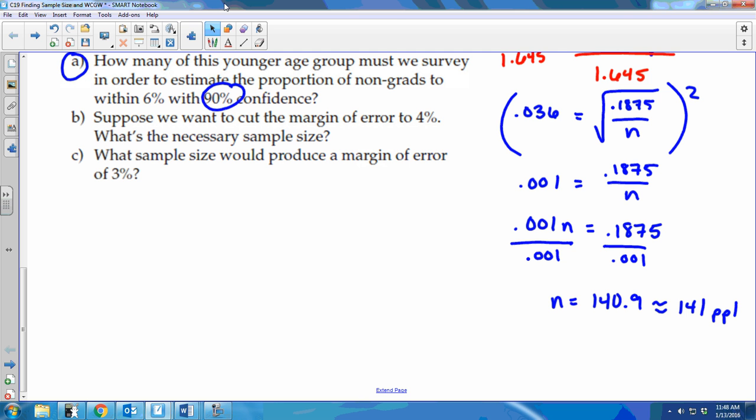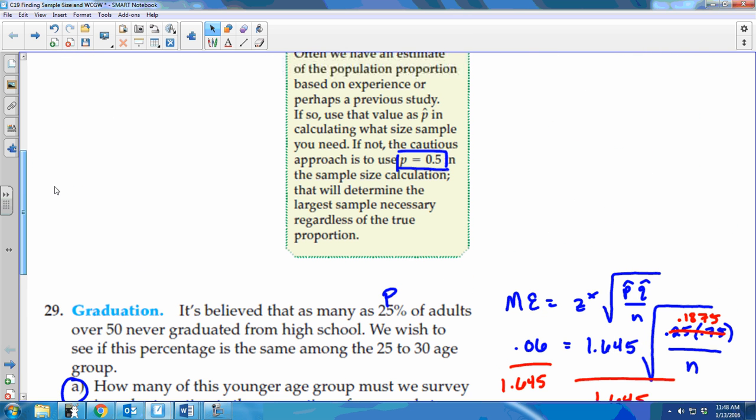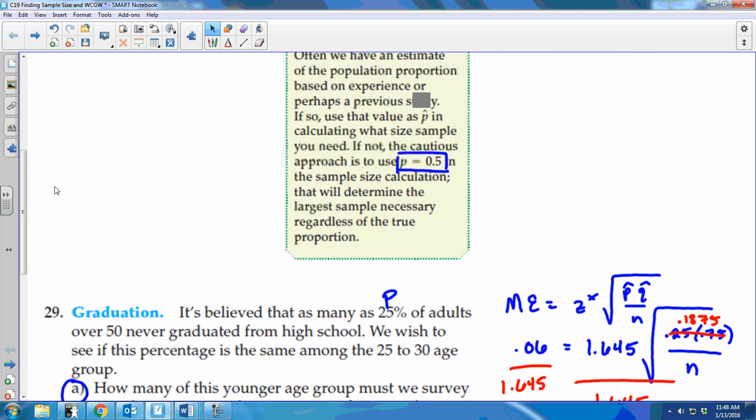This is not supposed to be super complicated, it's just a natural question. Again, keep in mind, if they don't give you a P, you have to use 0.5. This is a very, very common AP multiple choice question. Super common. They'll throw it out there and ask for the sample size. They expect you to know what you're supposed to do. Any question?